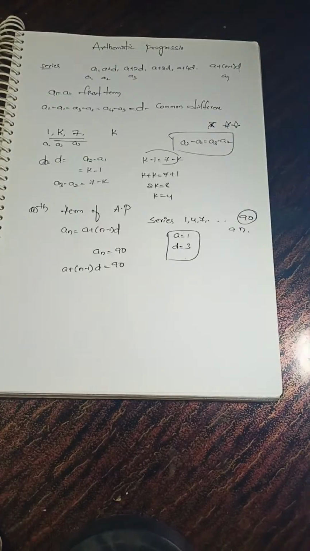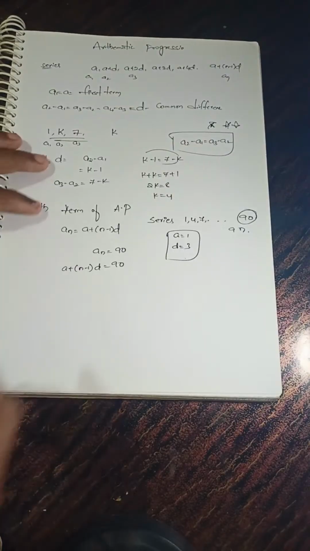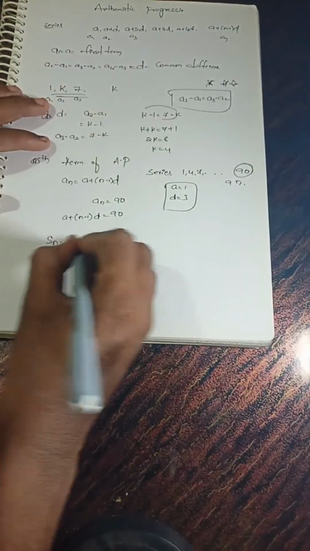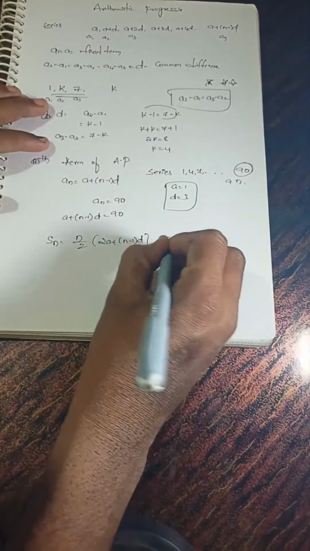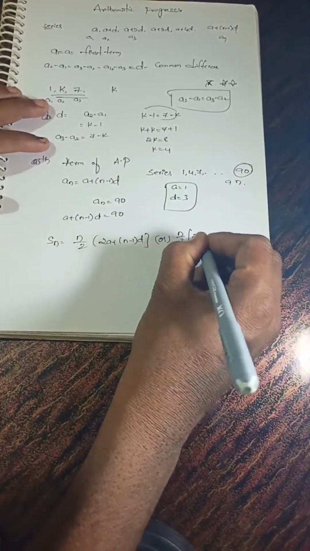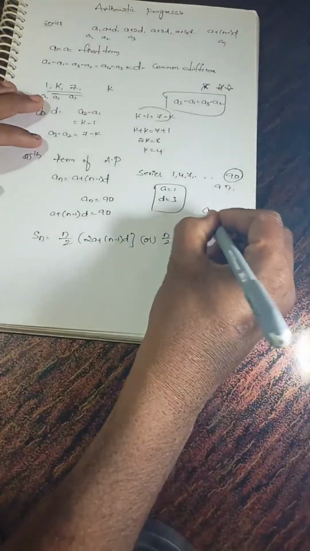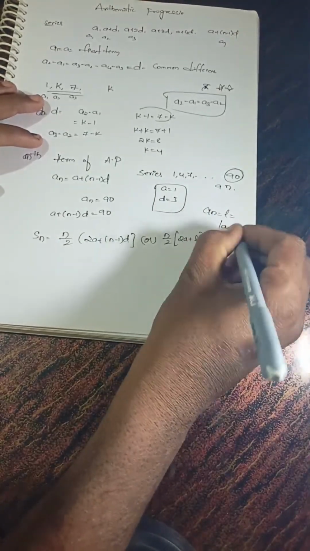Now, sum of n terms, very simple, which is also very important. How are we going to do sum of n terms? Sn equals n by 2 into 2a plus n minus 1 into d, or when the last term is given, we can do n by 2 into a plus l. L is nothing but an, which is called the last term. For example, I will explain one problem on both sum of n terms as well as nth term.